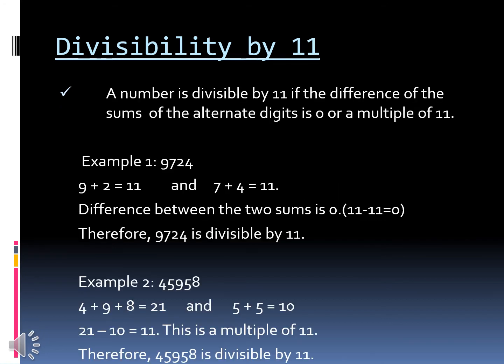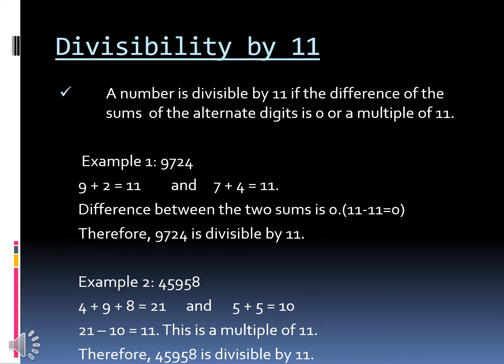Now next is the divisibility by 11. Here you have to be a little bit careful. What you have to do is find the sum of the alternate digits, and then we will find the difference. If the difference is 0 or a multiple of 11, then the number is divisible by 11. Let me tell you the rule.